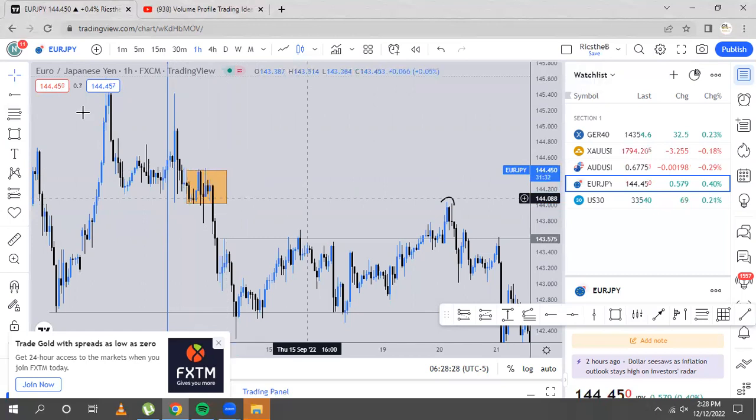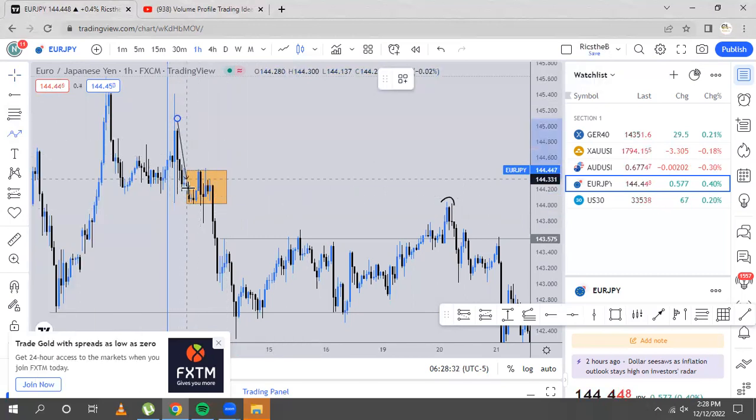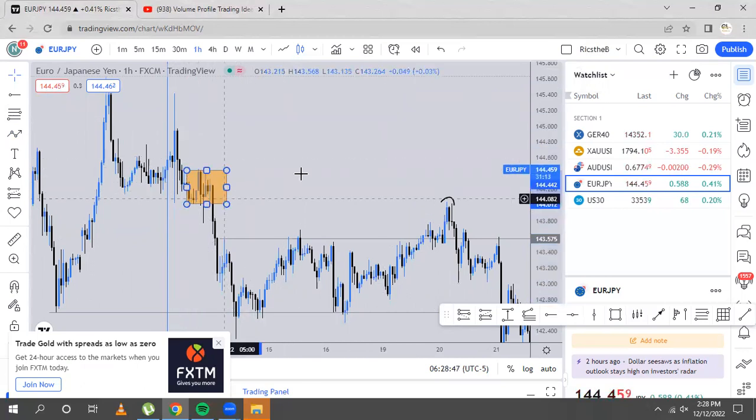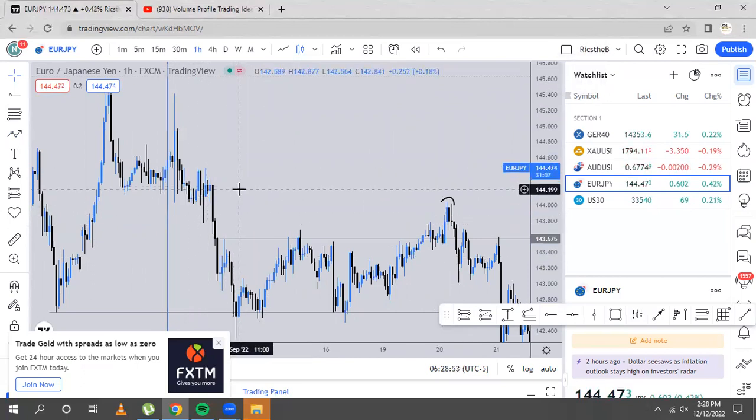This is the base. So it's more like rally, then base, then drop. Rally, drop, base, drop. So for this scenario, this level here, like we had referred to in the diagram, is a level of supply.